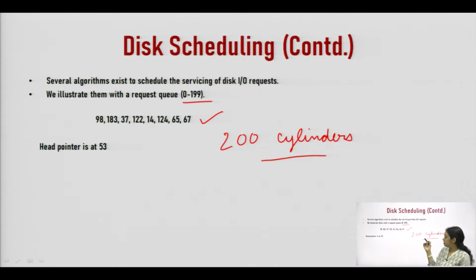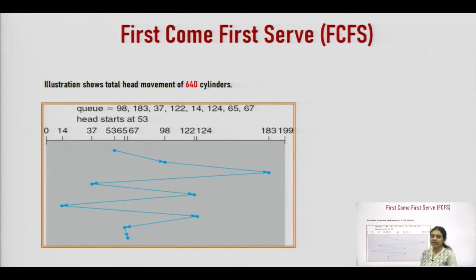This is the request queue that is given to us, the sequence in which the requests have come, and this is the current head position. That means, obviously at a particular time the head must be resting somewhere. So, we are assuming that the head is currently located at location 53. In all the algorithms we will take this particular case where the head is at 53 and this is the request queue. Now, moving to our first algorithm, that is first come first serve.